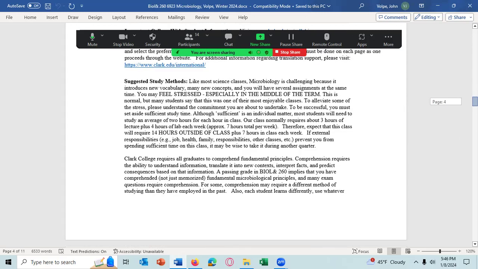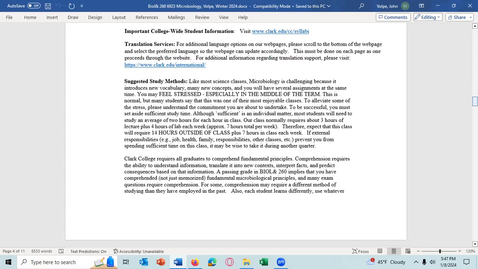suggested study methods. Microbiology is going to be challenging because it introduces a whole lot of new vocabulary, many new concepts. You're going to be having several assignments due at the same time. You may feel stressed, especially in the middle of the term. This is normal, but many students also say that this is their most enjoyable class. To alleviate some of the stress, please understand the commitment you are about to undertake to take this class. To be successful, most students must set aside a sufficient amount of study time.